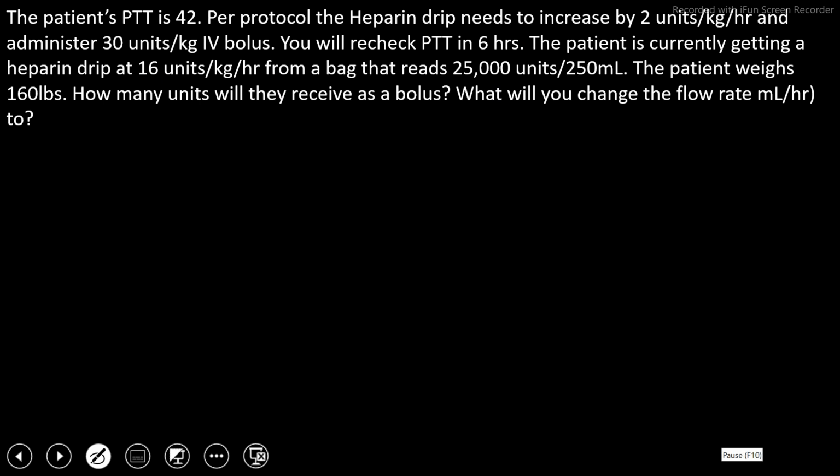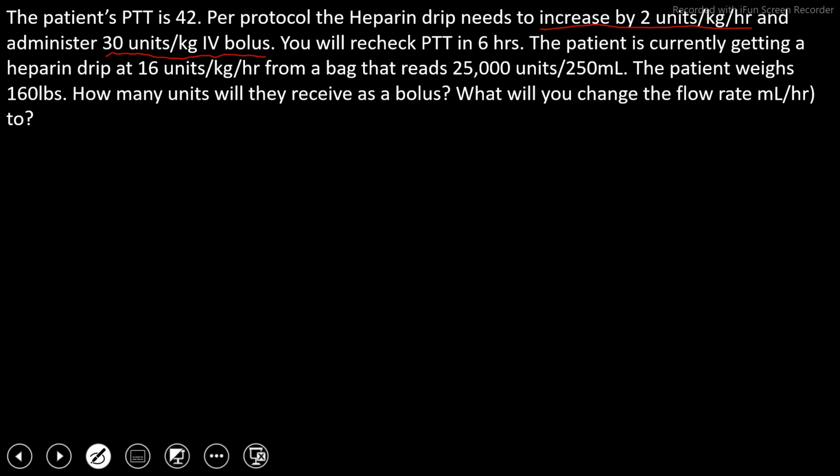Okay, now we're on to the more complex heparin calculations. So the patient's PTT is 42, that's the prothrombin time. Per protocol, the heparin drip needs to increase by 2 units/kg per hour, and administer a 30 units/kg IV bolus. You'll recheck the PTT in 6 hours. Okay, not important for us right now.